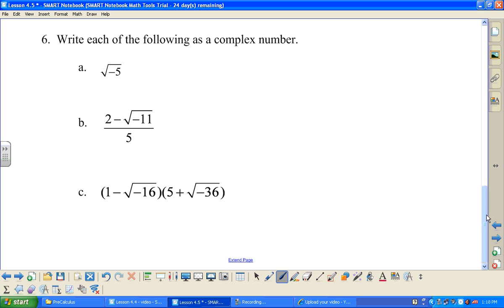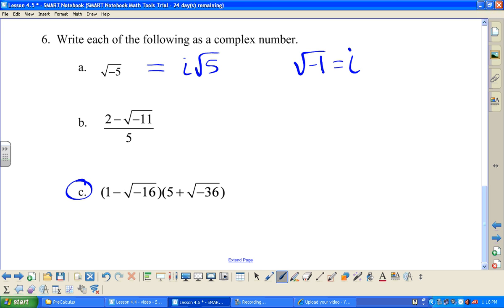All right, then we're going to look at just working with square roots of negative numbers. And when you have the square root of a negative number, we want to change it to i before we do anything else. And so letter A here, square root of negative 5 is just i square root of 5. Reminder that the square root of negative 1 is equal to i, so that just makes the square root of negative 5 be i times square root of 5. Now let's look at letter C here.